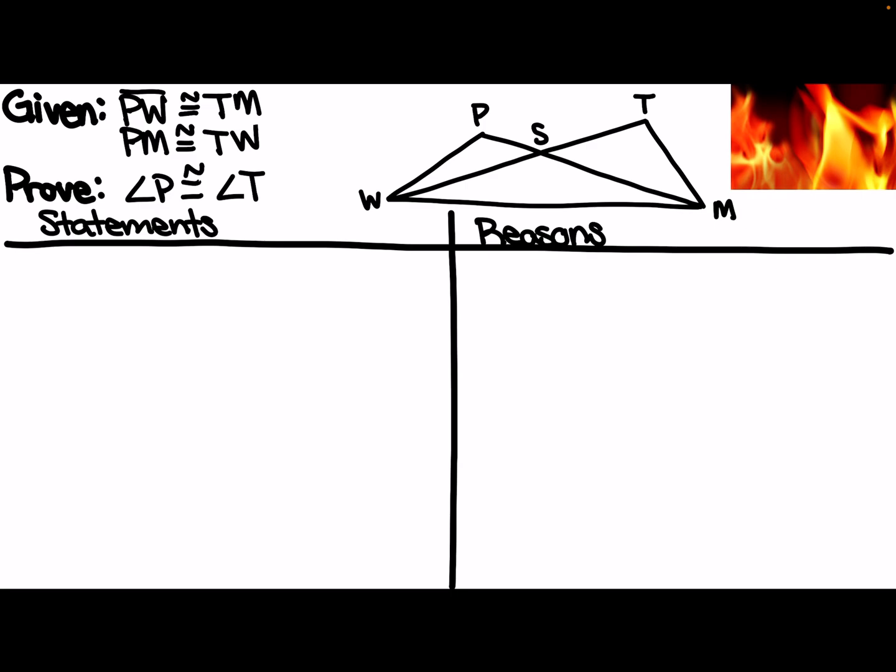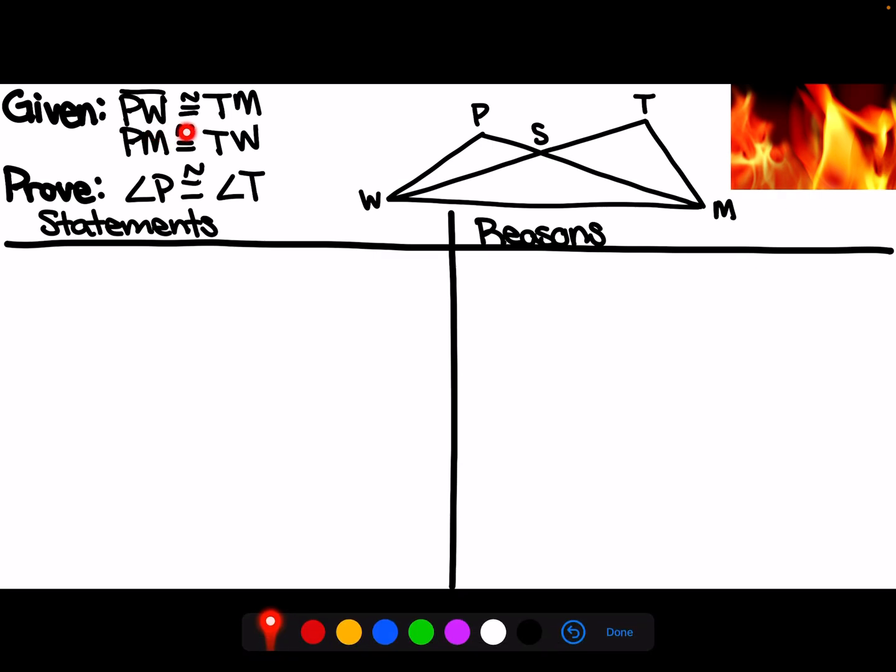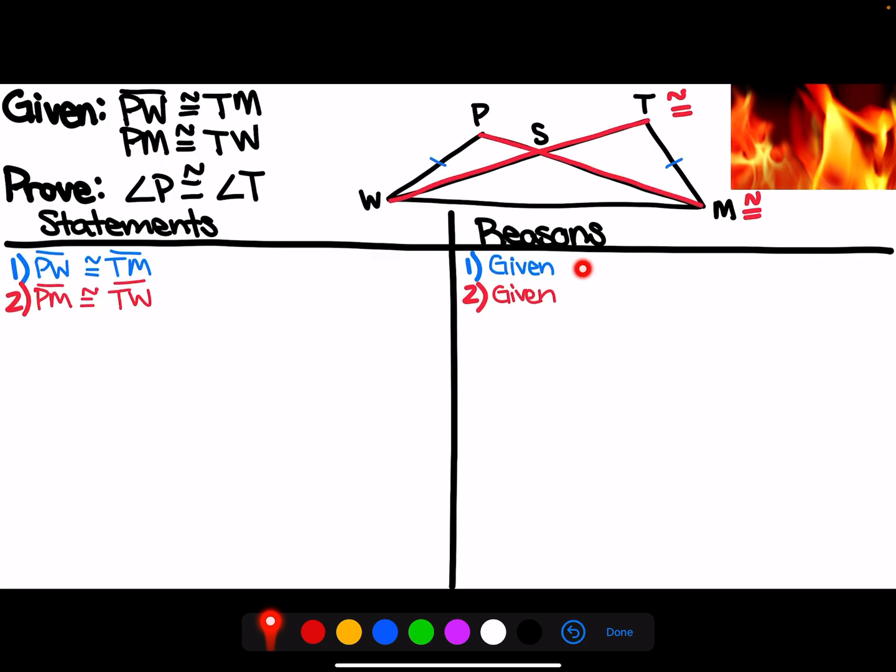All right, so to get started on this, we're going to go ahead and start out with our given information. So I'm just going to put PW is congruent to TM and PM is congruent to TW. I'm going to put those as my first two statements. And of course, my reasons are that they're given to us. They're in the given information.